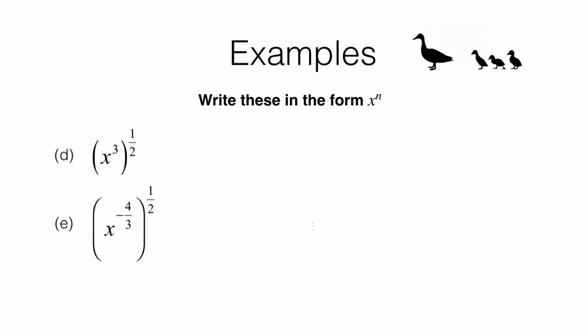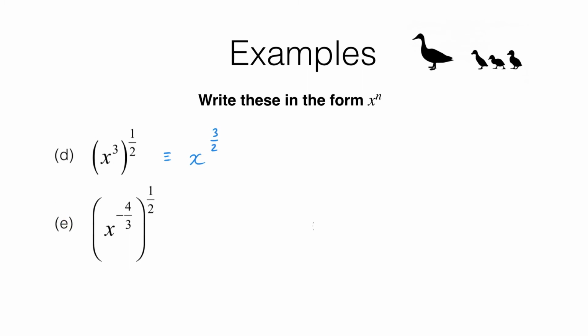Here's what you should have got. For question D, we have x cubed to the power of a half, which we can write as x to the power of 3 times a half, which is simply x to the power of 3 over 2.